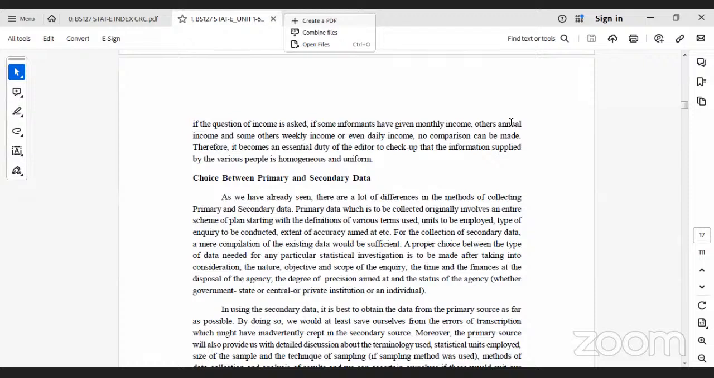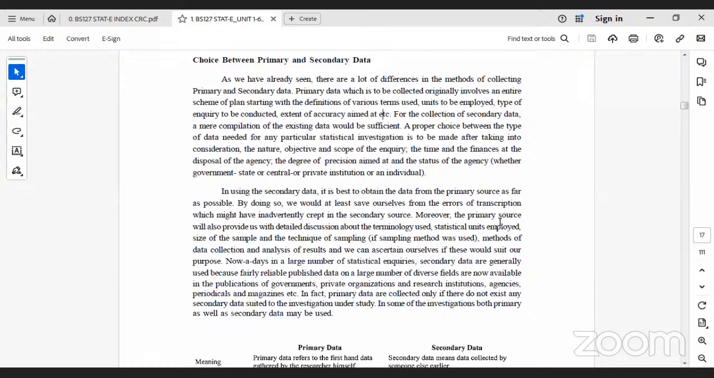A proper choice of the data needed for a particular statistical investigation is to be made after taking into consideration the nature of the objective and scope of the inquiry, the time and the finance at the disposal of the agency, the degree of precision aimed at, and the status of the agency, whether government, state or central, or a private institution or individual.